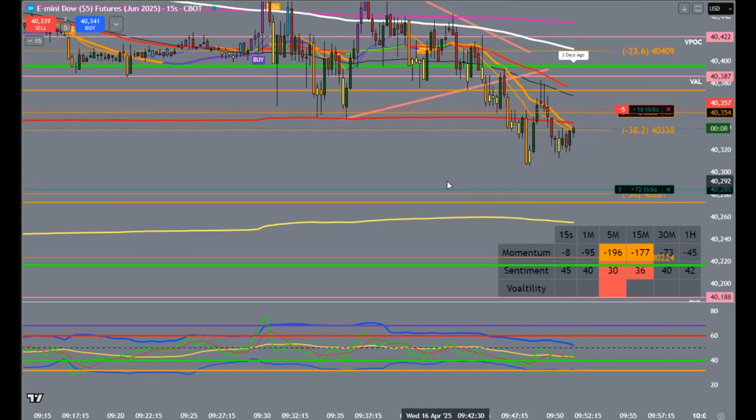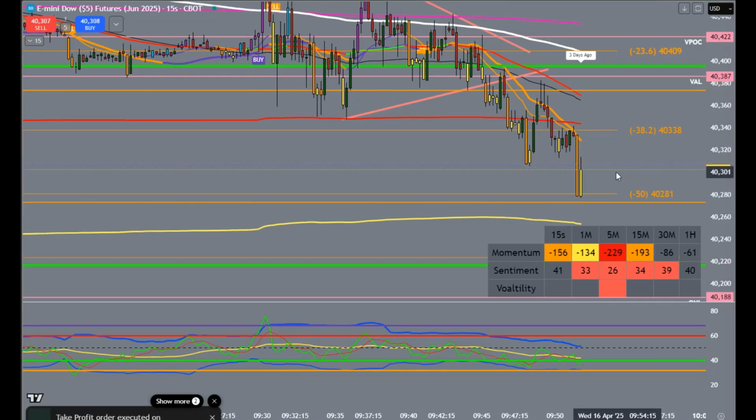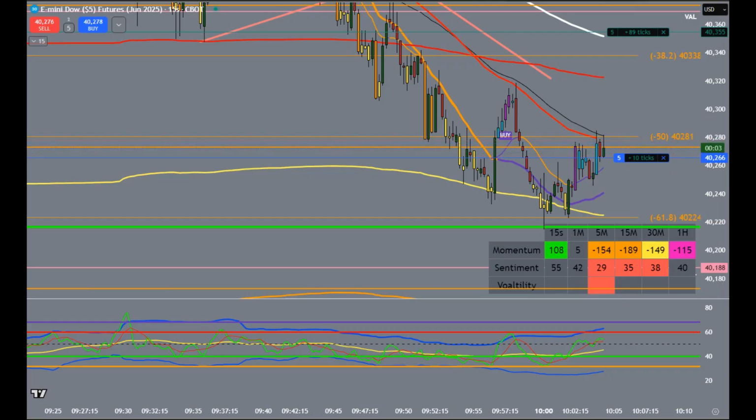You can see our data starts really kicking in and pulling that trade right down to that negative 50 Fibonacci level for hitting our take profit of 72 points. Now we didn't take any more shorts, but we were waiting for this.